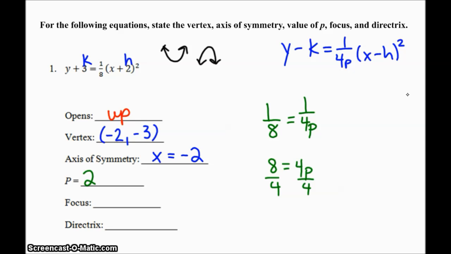In order to find your focus, okay, remember that the x value is going to stay the same. It's the y value that's going to change. So we leave our x value as h, -2. But this time you're going to take k and you're going to add p to it. So -3 plus 2 will give you the -1 you need for the y value of the focus. For the directrix, it's going to be y equals k minus p. So we take a -3 minus p, which is -2, so that will give us a -5. That's it for problem number 1.